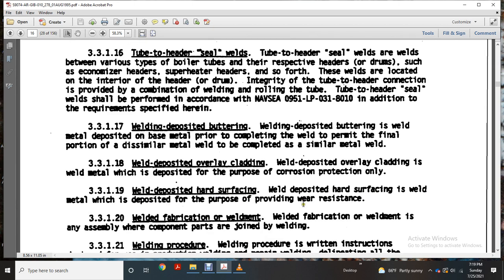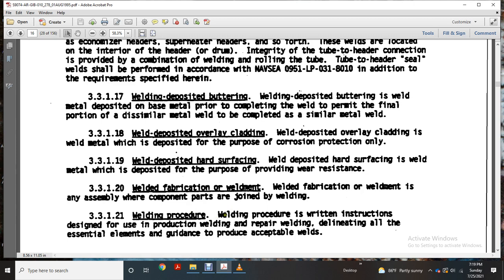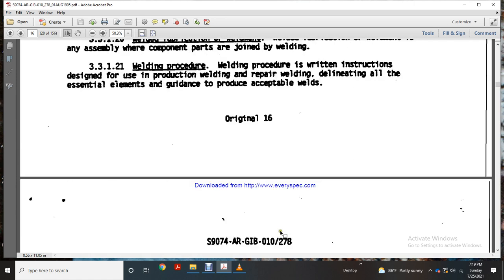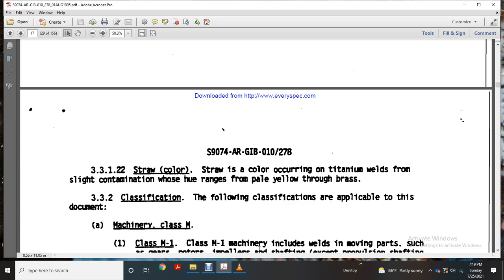Welding fabrication or weldment. Welding fabrication or weldment is any assembly where the component parts are joined by a welding procedure. Welding procedure is the written instruction designed for the use of production welding and repair welding, delineating all of the essential elements guiding for the product of acceptable welds. Straw colors. Straw colors occur with a titanium weld with a slight hue ranging from pale yellow through brass. Classification. The following classifications are applicable to this document.